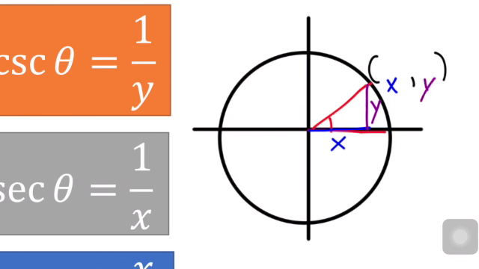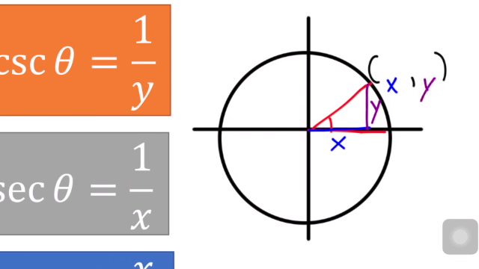Well, we just saw right now that the x value is always the cosine of theta, and the y value is the sine of theta. And then with those two values, we can find everything else. So just a quick little review.